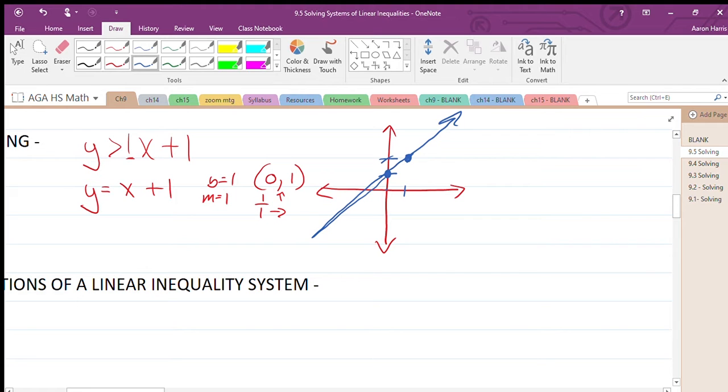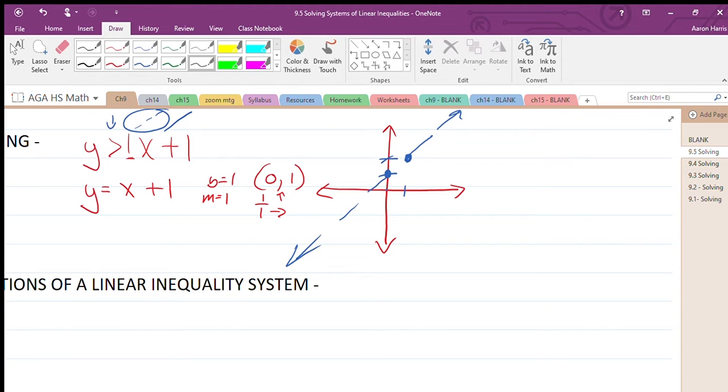Now, here's the thing. Before we draw that line, let's step back. What kind of inequality do we have here? Just greater than. So is it going to be dashed or is it going to be a solid line? If you said dashed, you would be correct. So when I draw my line, it needs to be dashed. All that does is alert me that those points along that line are not part of the solution.